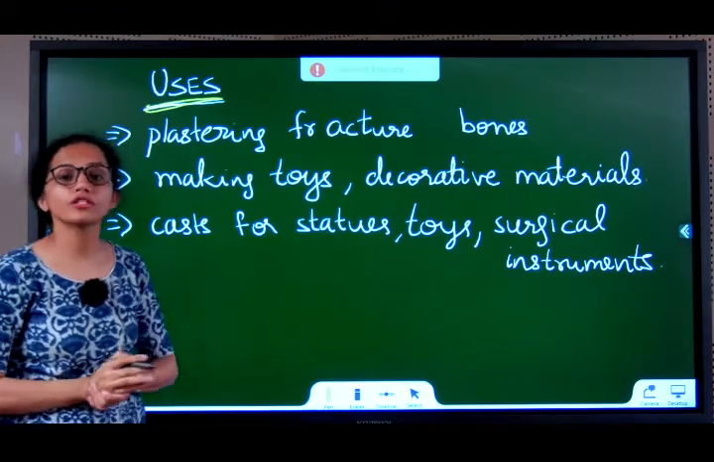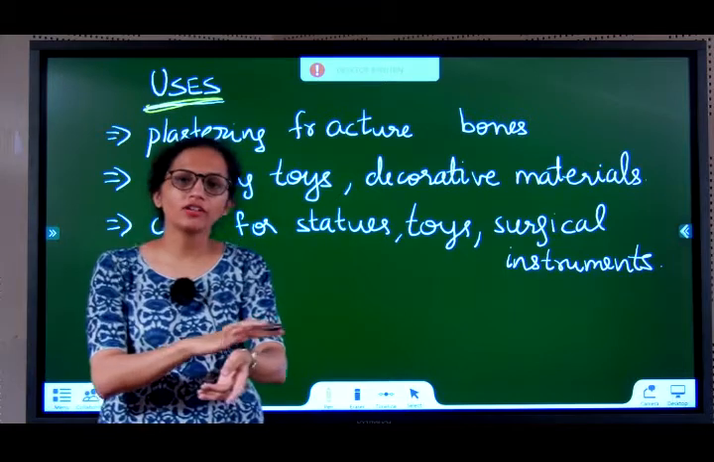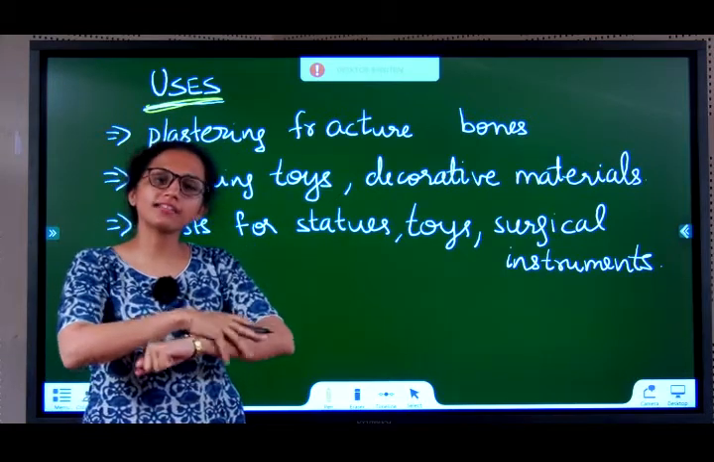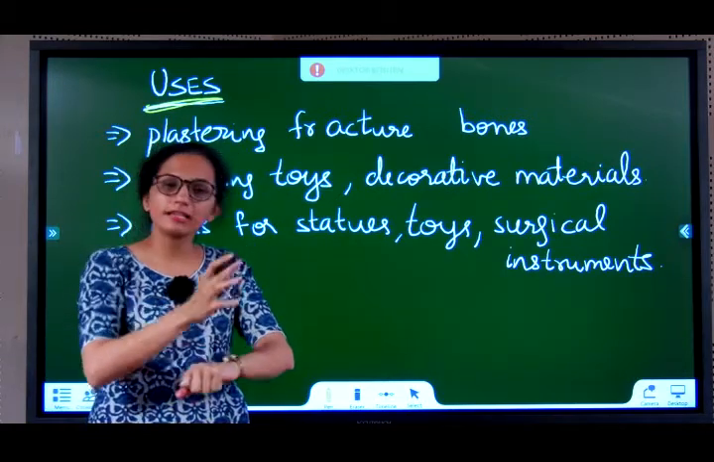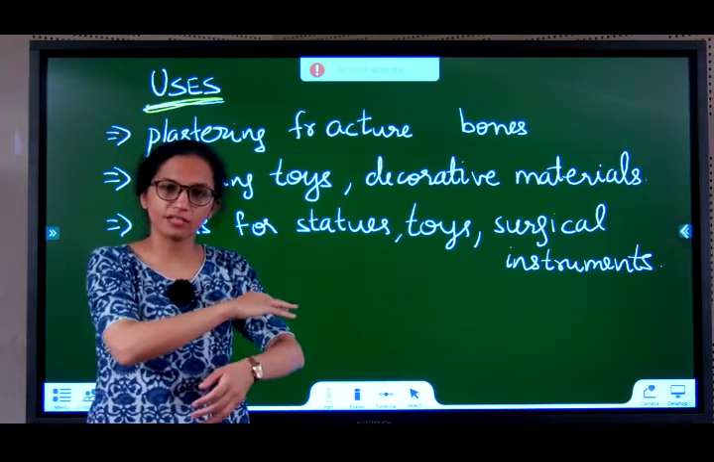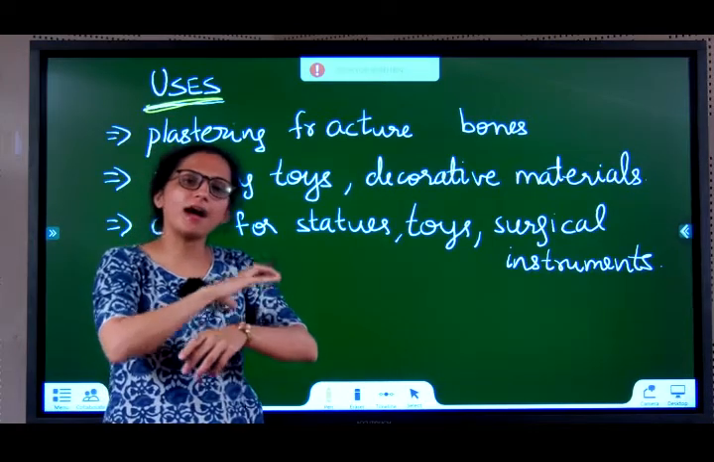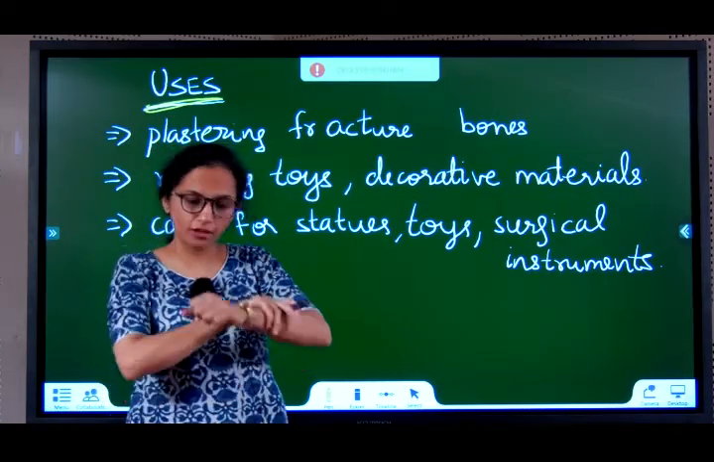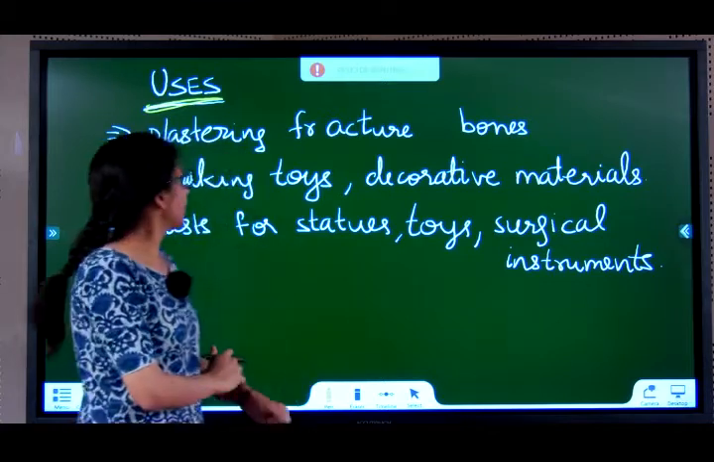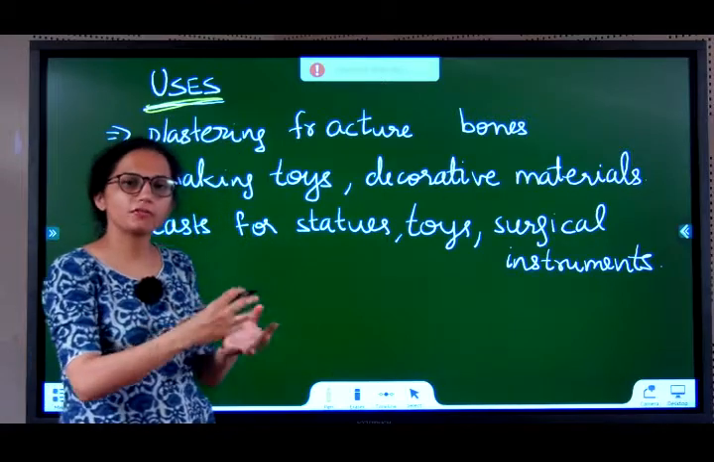Let us see a few uses of POP. It is used for plastering fractured bones. When you are fractured and they put a cast over here, what do they do? They put first a paste kind of thing and it becomes hard, right? They don't put the hard substance first. Because the POP is mixed with water and becomes a hard mass, your hand is held stiff. Making toys, decorative items, I just told you, when POP is mixed with water it becomes hard.